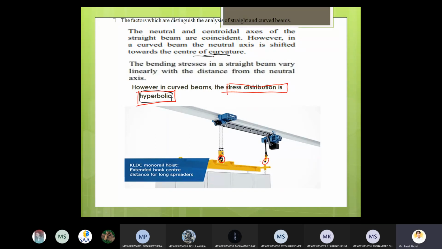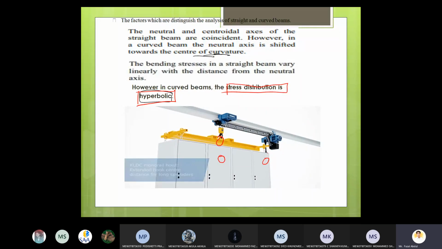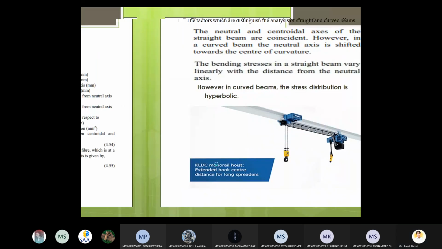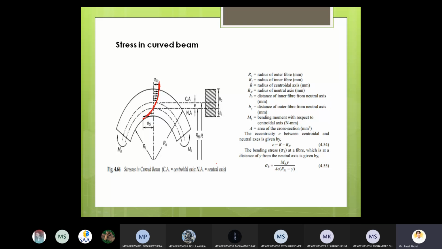Okay, and this figure I'm drawing here shows lifting heavy weights through crane hooks. The main purpose of this unit is to design the crane hooks. The problems are also generated based on these crane hook problems only. Now, stresses in curved beams.